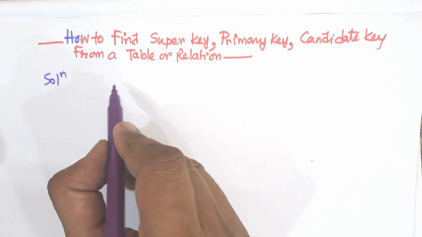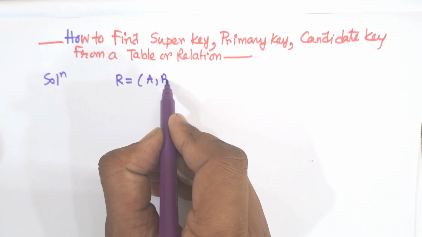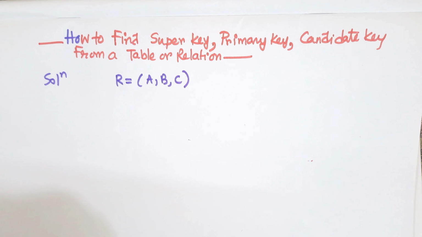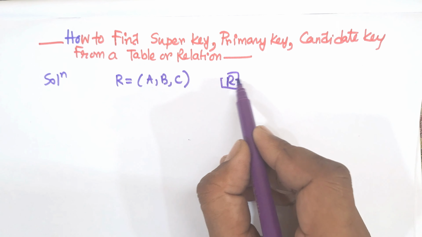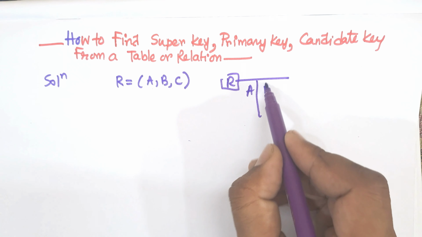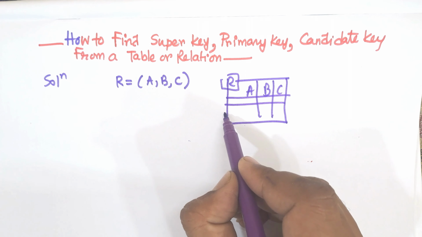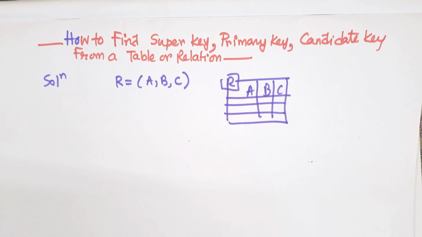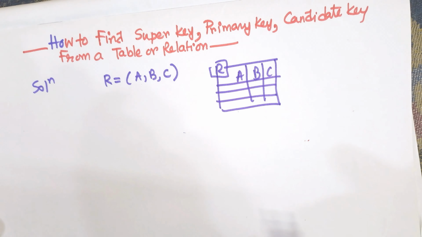Suppose the relation R = {A, B, C}. So R consists of three attributes A, B and C. R is a table which consists of three attributes, that is column A, column B and column C, and their corresponding values. First of all, we need to find out the functional dependencies.